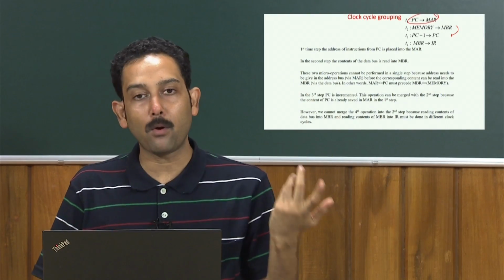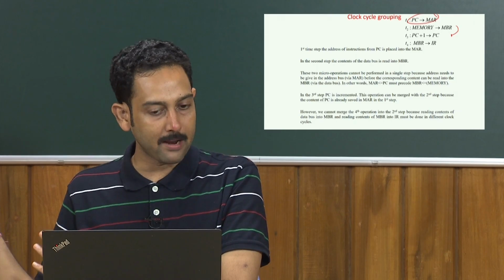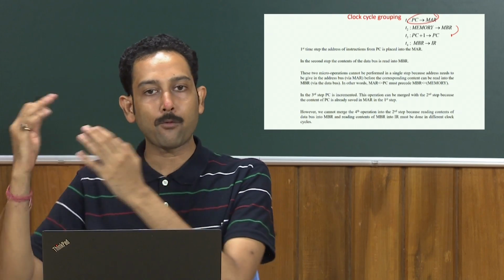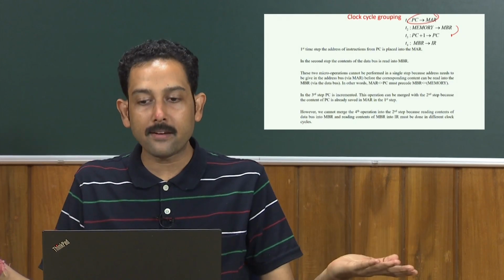Then the job of the program counter is over, because the program counter is telling me the address from where I have to get the data. So, you have told me the address, and now I am going to get the data from the memory. Now, the program counter is free. So, better you can increment the program counter.